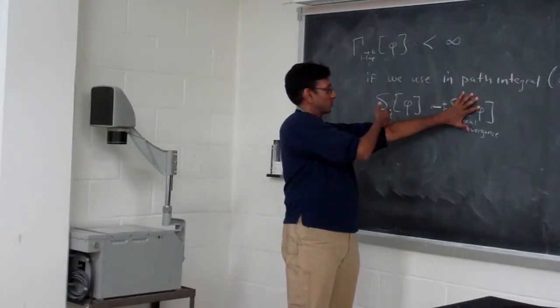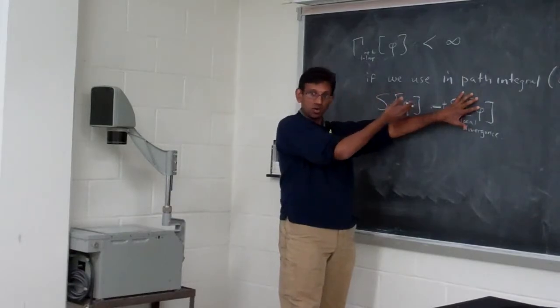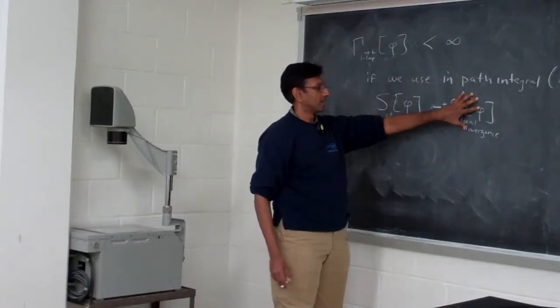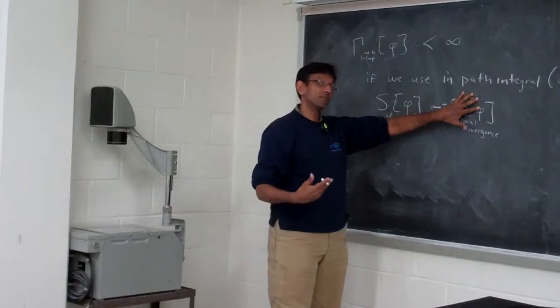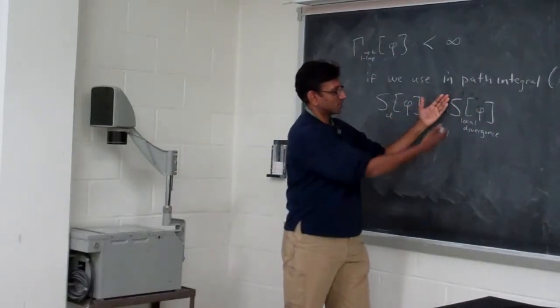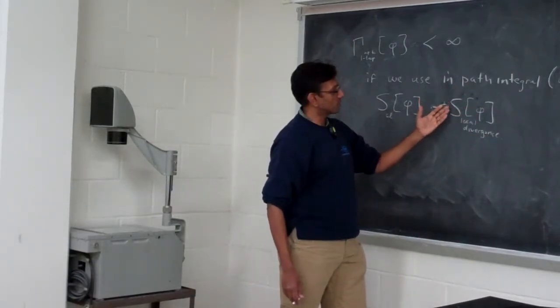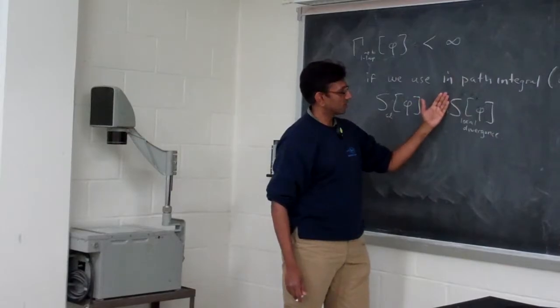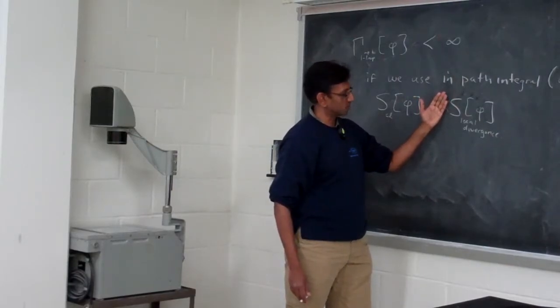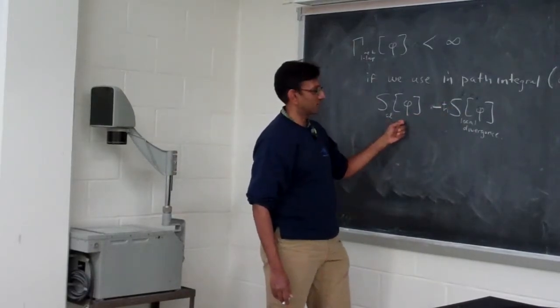If you just start writing a local action and you plug it in, you'll get one loop divergences typically. But the one loop divergences will be local, meaning they'll have this form. And every term in this one loop effective action and the one loop divergences will be order h bar suppressed with respect to their counterparts here.